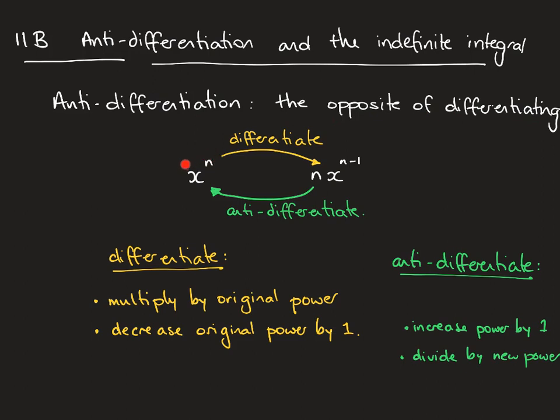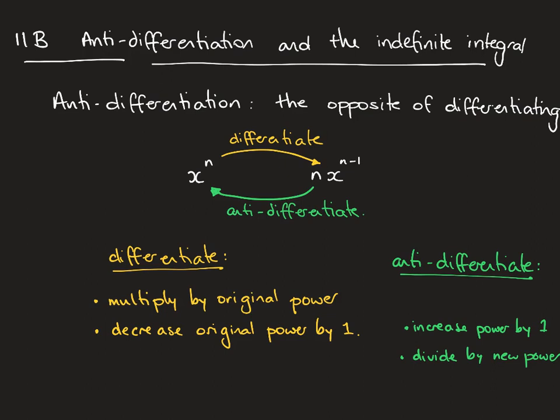Okay, so if you start with x to the power of n, if you differentiate, you decrease the power by 1 and put the original power at the front. Or if you like, you multiply by the original power and then decrease the power by 1. So this is what you do when you differentiate. So if we're going to anti-differentiate, what we need to do is to do the opposite of these things.